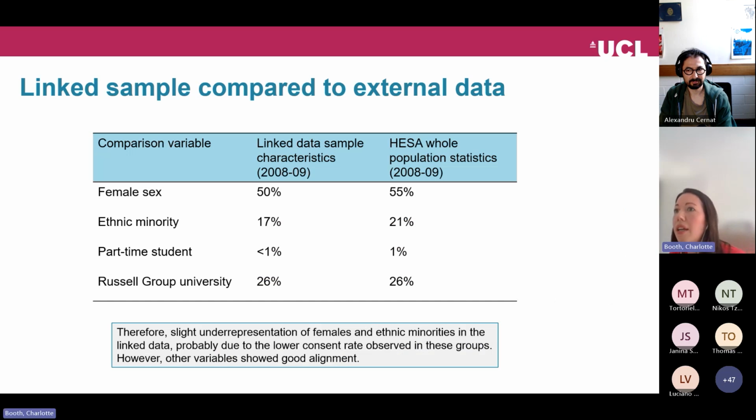So we also compared our sample characteristics to external data. So HESA, the Higher Education Statistics Agency, publishes whole population statistics for higher education students. So we looked at 2008 and compared certain characteristics. They don't have too many, but the ones that we compared with our linked data sample. And again, we can see that in our linked data, we have a slight underrepresentation of females compared to the overall student population and also ethnic minorities. However, other things looked better in terms of part-time student status and Russell Group University. The Russell Group is a group of high achieving universities. And we see the same balance between external population statistics and our linked data sample, which was good.